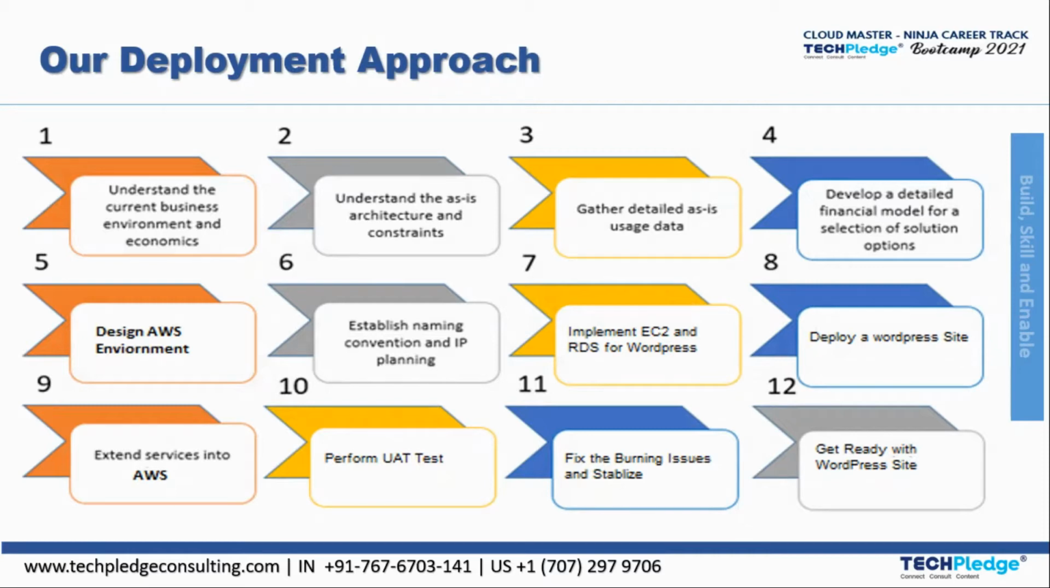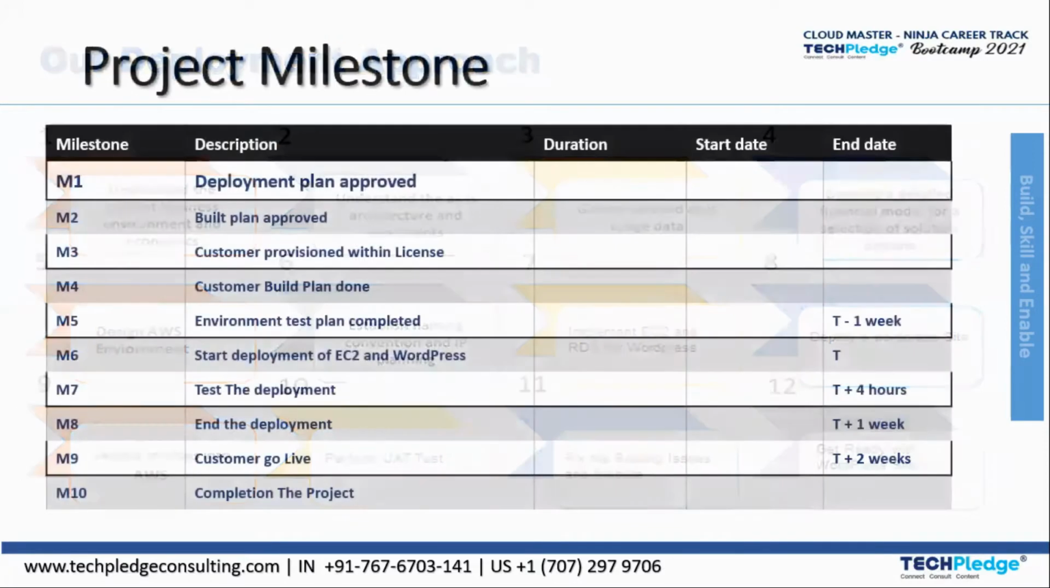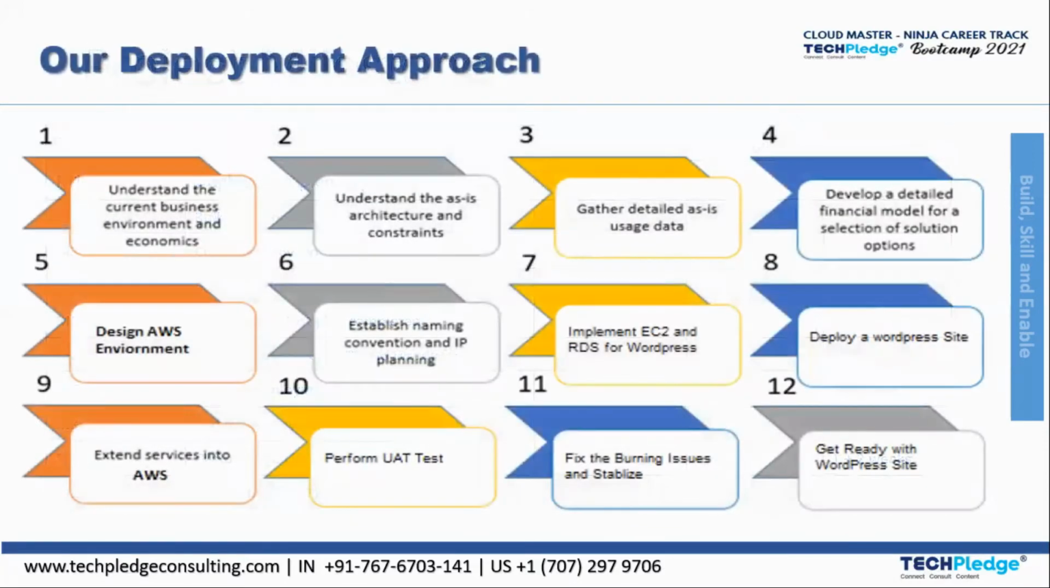The next is to gather details, like usage data. What is usage data? You have to gather that, or rather gather all the requirements, what the architecture and usage data are to be like. After that, you have to develop a detailed financial model for a selection of solution options. So whatever solution options there are, you need to prepare a detailed financial model for that.